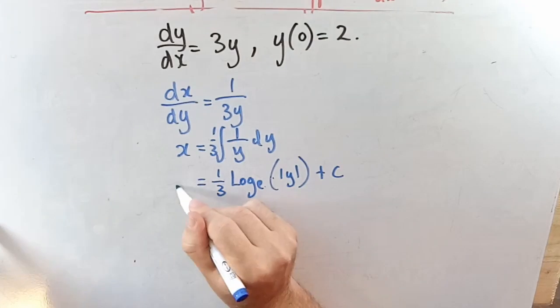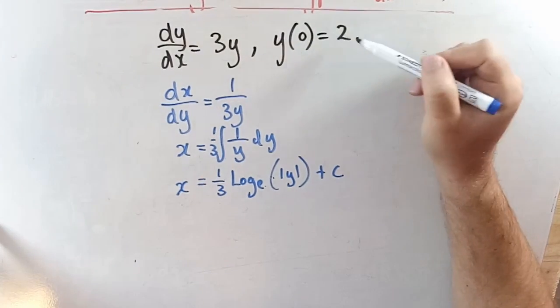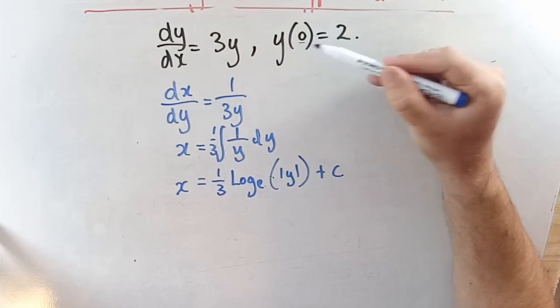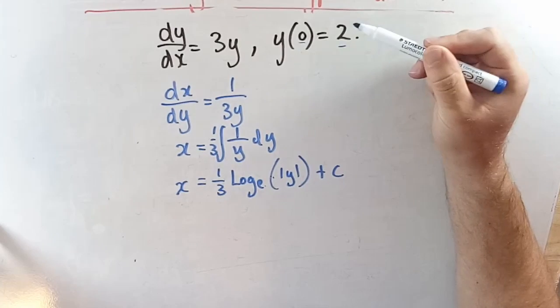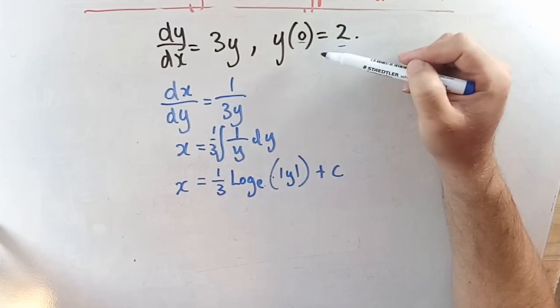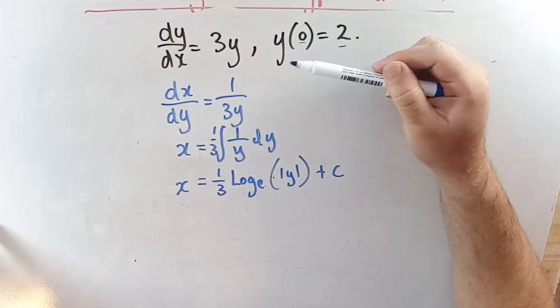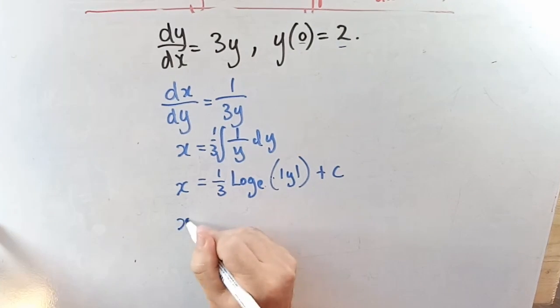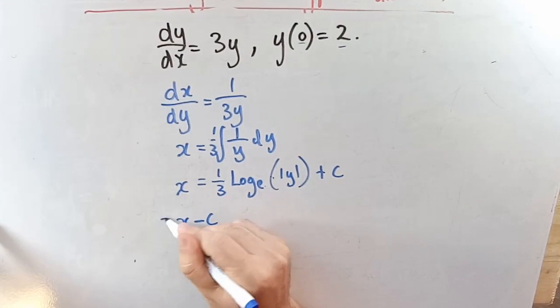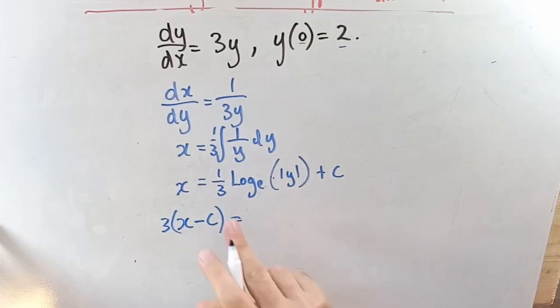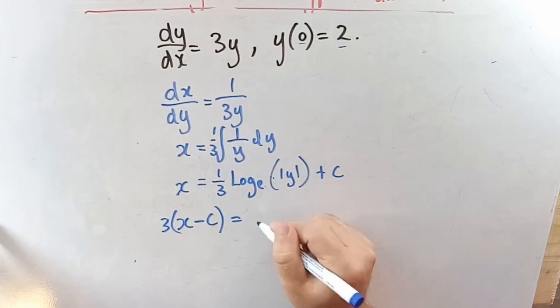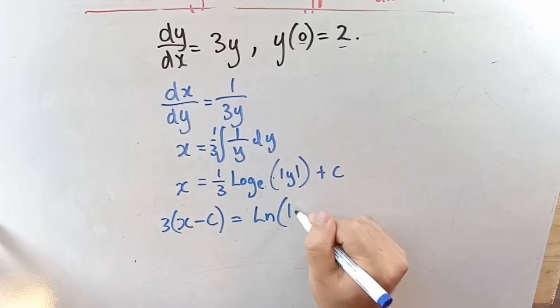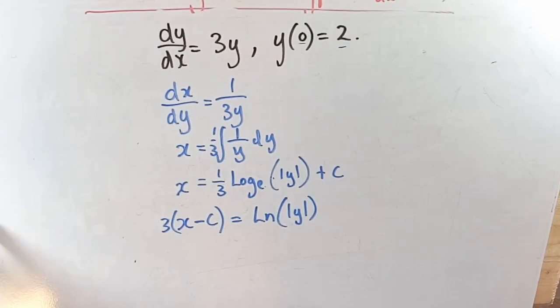So I could be tempted to find c now by plugging in my x and y. However, I'm not going to do that. I'm going to wait, rearrange, and then plug it in after. I'll show you why, because it becomes really easy. So I go x minus c times 3. So I've moved this across, multiplied by 3. Natural log of y. Okay, then I rearrange again, e to the power of on both sides.